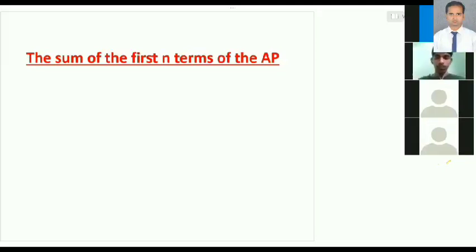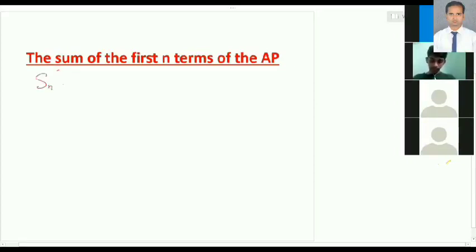Bharat. Sum of n terms of an AP. Sn formula, you know. n by 2 into 2a plus n minus 1 into d. Very good, very good. Okay. Do you know how this formula will come? Proof of this formula, you know. Yes, sir. How? Okay, I will show this. You verify this. We also know it, sir.